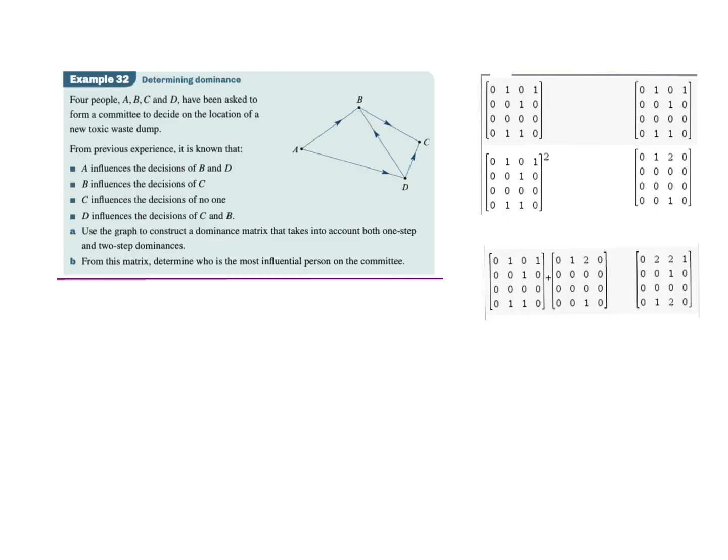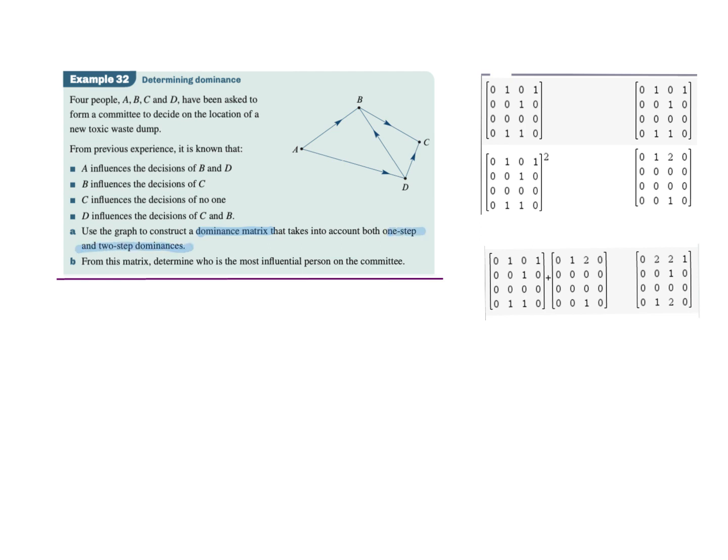All right, so we were looking at dominance. Here's an example. It says 4 people, A, B, C, and D, have been asked to form a committee and decide on a location of a new toxic dump. From previous experience, it is known that A influences the decision of B and D, B influences C, C influences no one, and D influences C and B. Use the graph to construct a dominance matrix that takes into account both 1 and 2 steps.